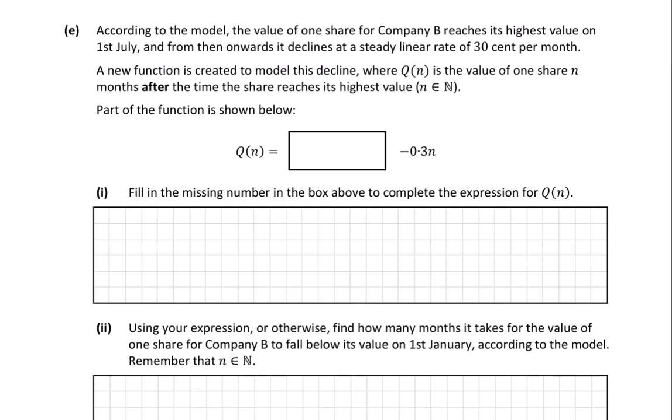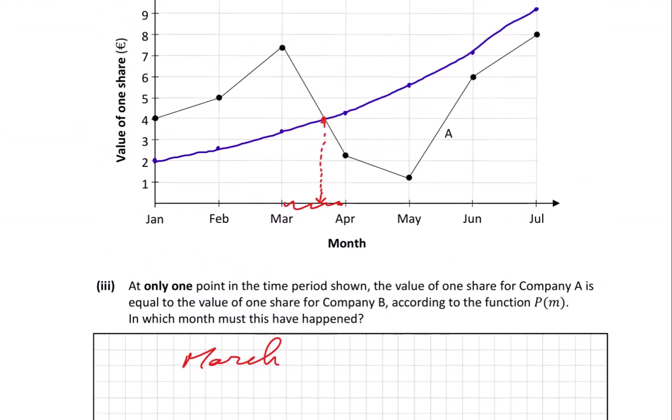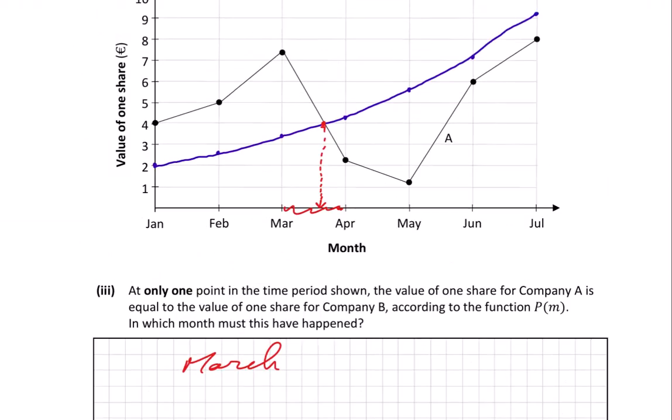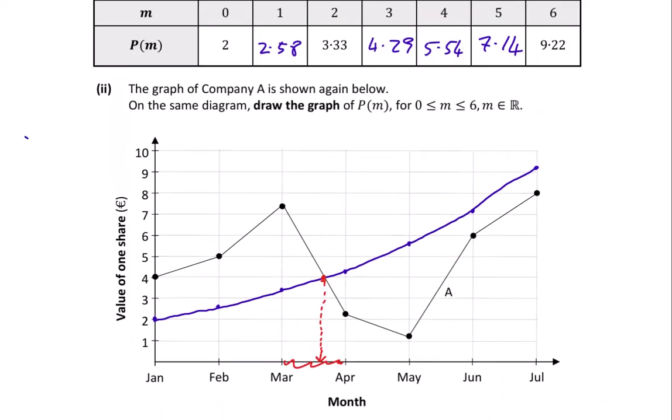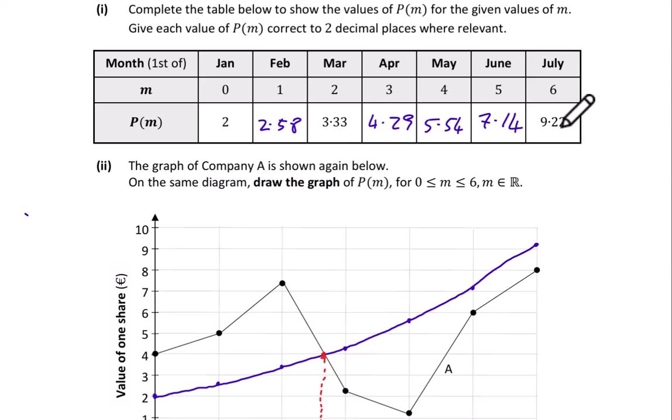So the value of one share for company B reaches its highest value on the 1st of July and then declines. So if we look at the 1st of July up here, this is July here, we see a value of 9.22.